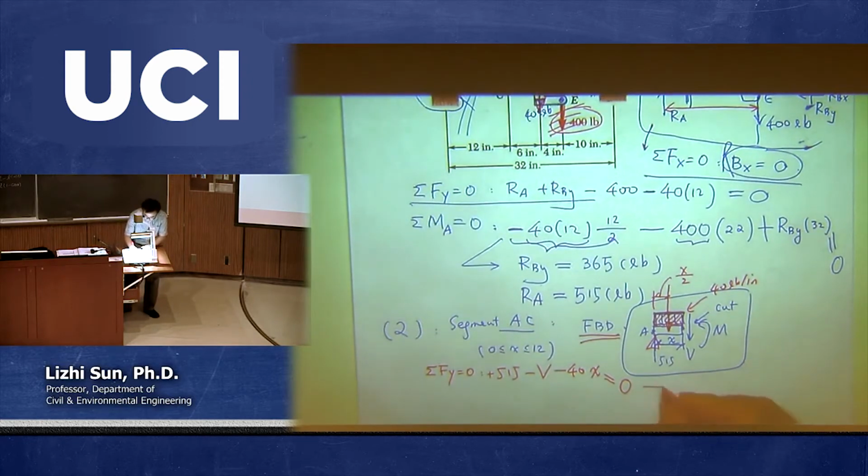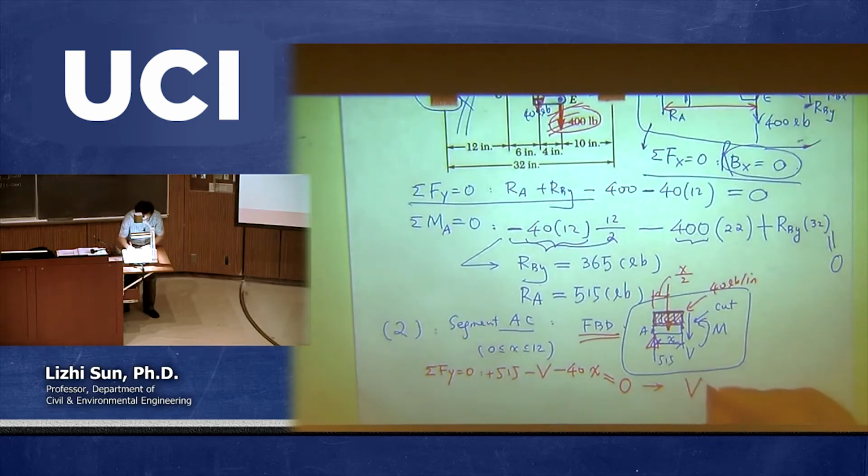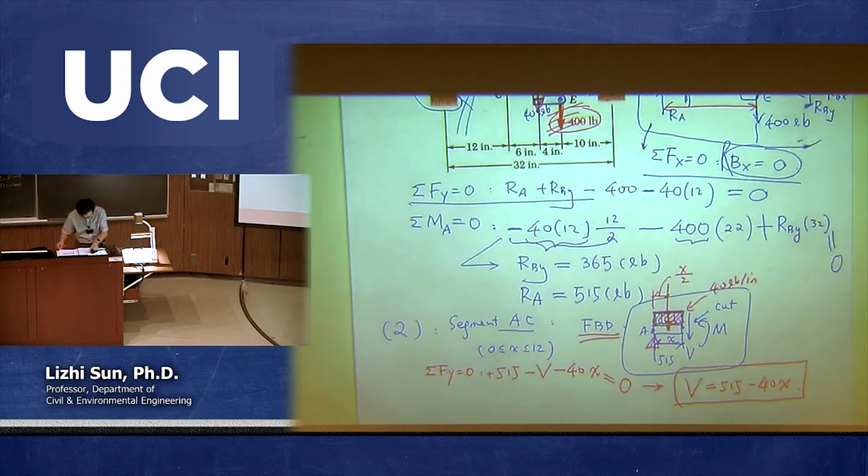So from this, we can get V equal to 515 minus 40X. So this is the shear force, or the shear force distribution, anywhere between A and C. So let me double check. Okay, any questions?